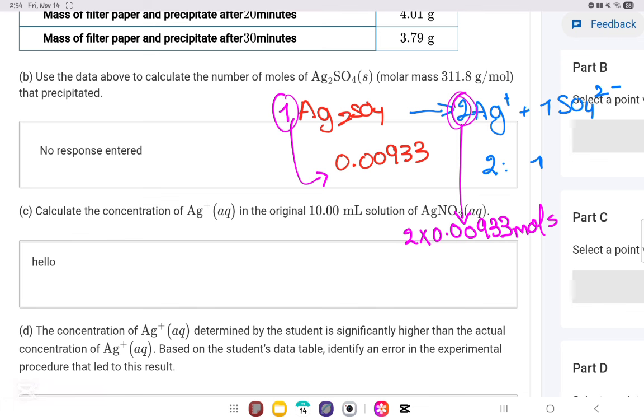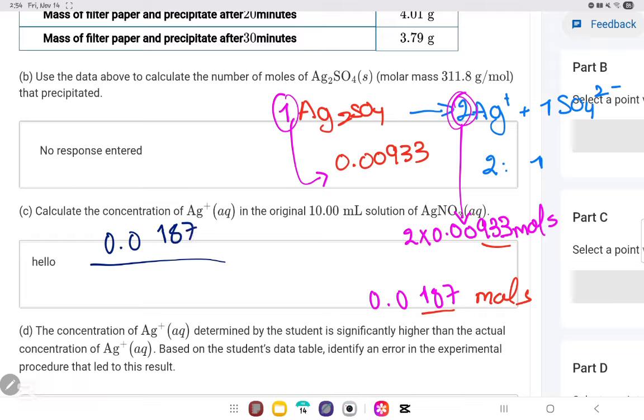So I will get my answer to be 0.0187 to the correct number of significant figures, which is 3. So 0.0187 moles. Now, this is for what? For Ag+. I have the number of moles of Ag+, so I can find the concentration now.